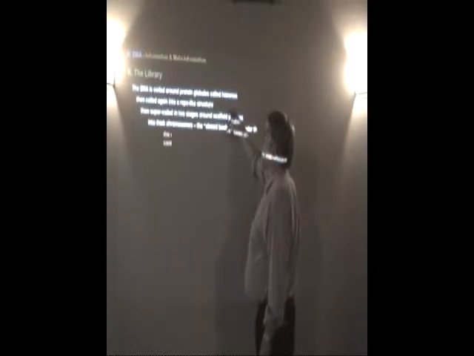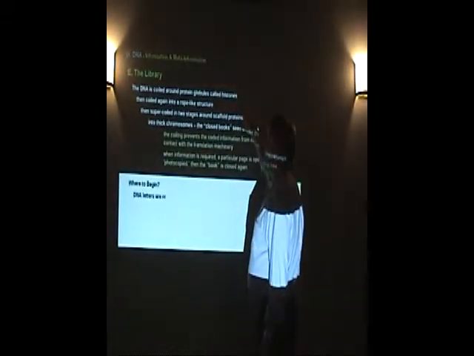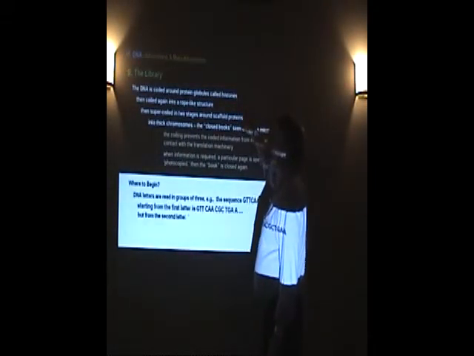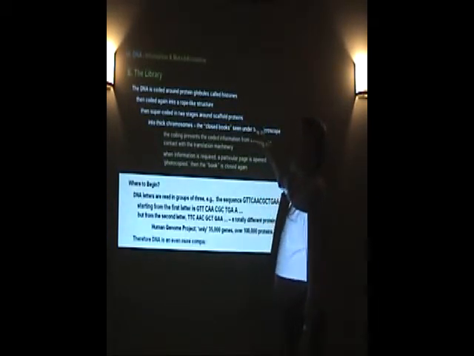The library. The DNA is coiled around protein globules called histones, then coiled again into a rope-like structure, then supercoiled in two stages around scaffold proteins, into thick chromosomes, the closed books seen under the microscope. The coiling prevents the coded information from coming into contact with the translation machinery. When information is required, a particular page is opened, photocopied, and then the book is closed again.